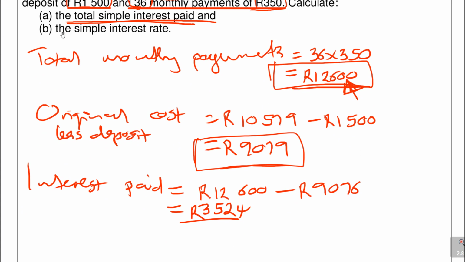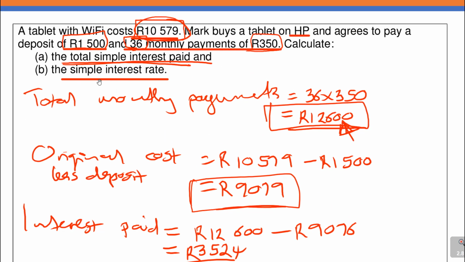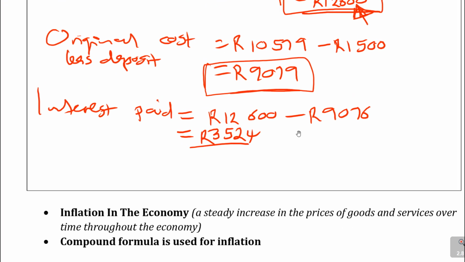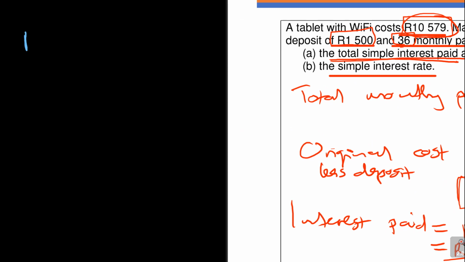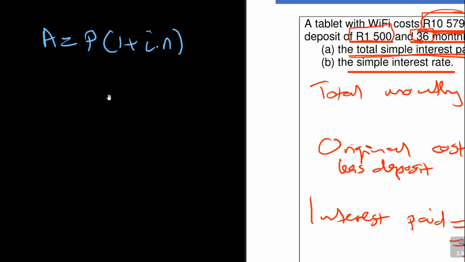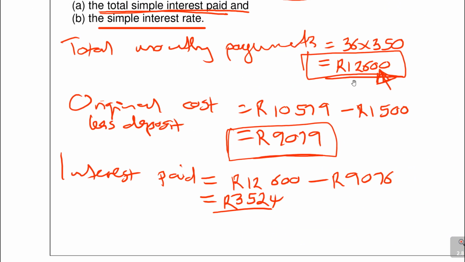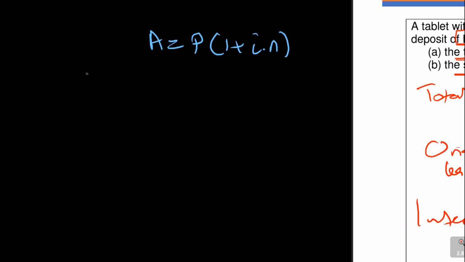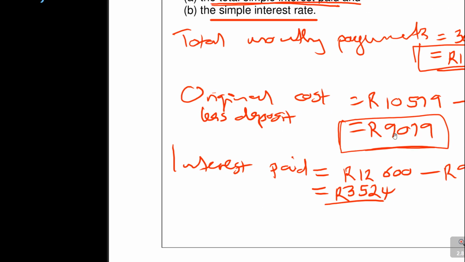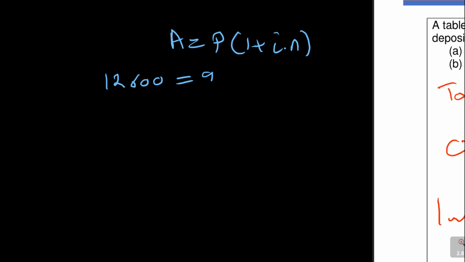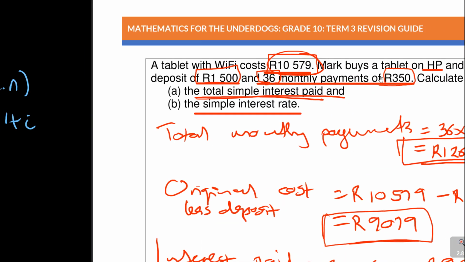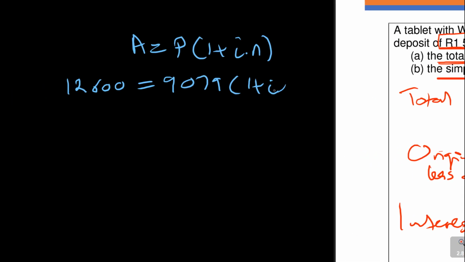Then the next question is the simple interest rate. What was the interest rate that he paid? Because at the end of the day, we need to find out what interest rate it was. So you can come back here and use A equals P(1 plus i·n). Remember, it's simple interest. What was the accumulated amount? It became 12,600. So you've got 12,600 equals P. What did he borrow? He borrowed 9,079. And then 1 plus i, for how many years? For 36 months, which is 3 years.